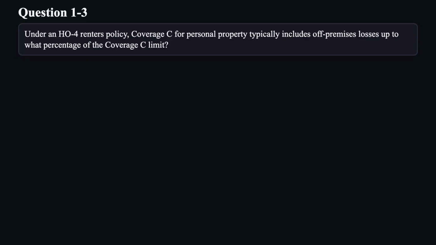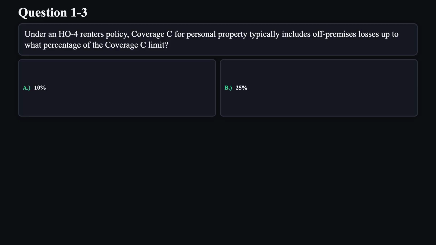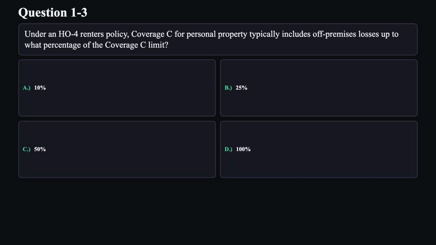Question 3. Under an H04 renter's policy, Coverage C for personal property typically includes off-premises losses up to what percentage of the Coverage C limit? A. 10%. B. 25%. C. 50%. D. 100%.